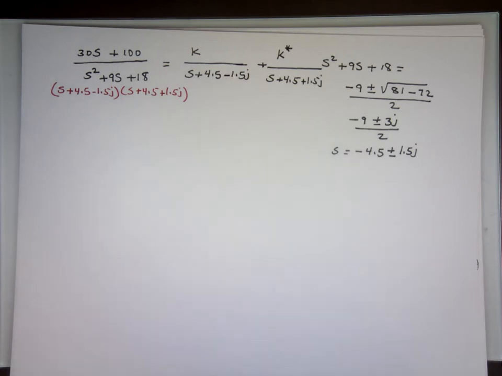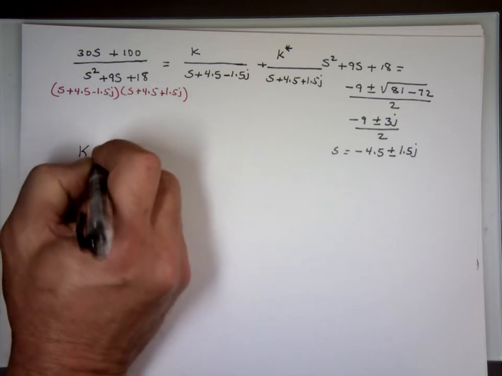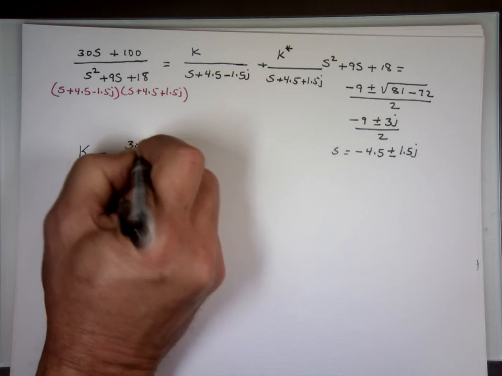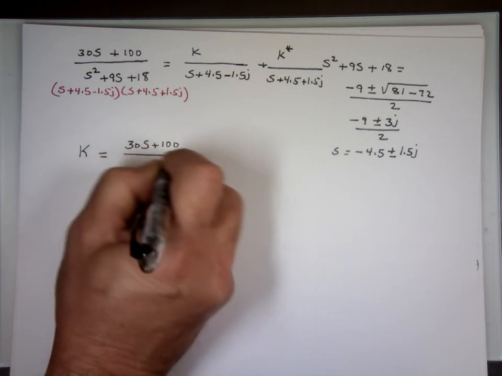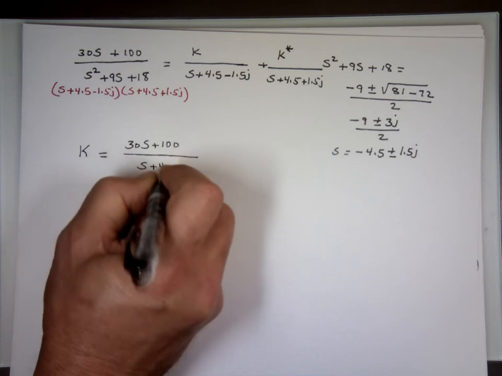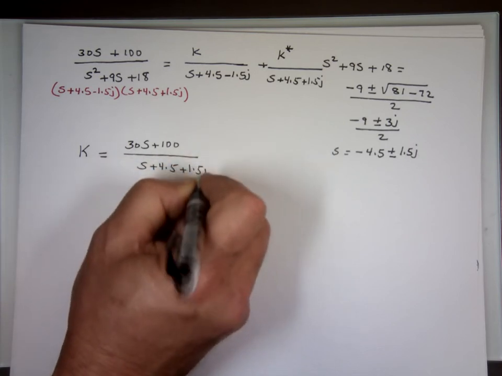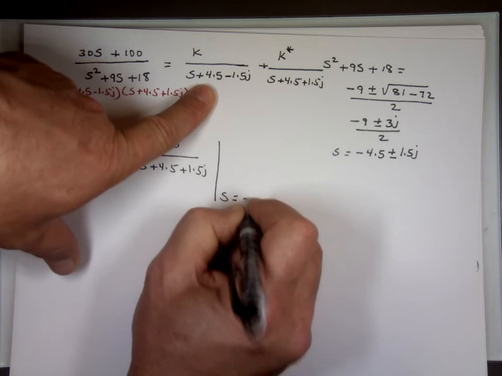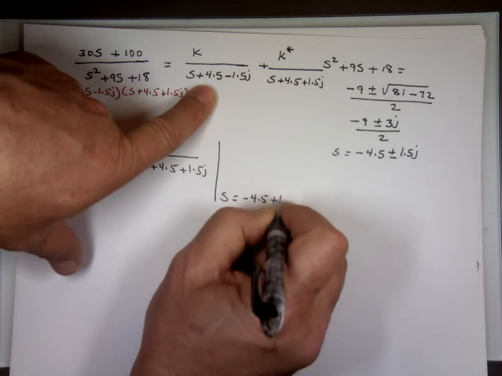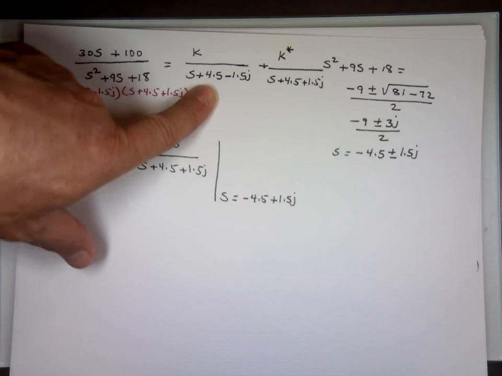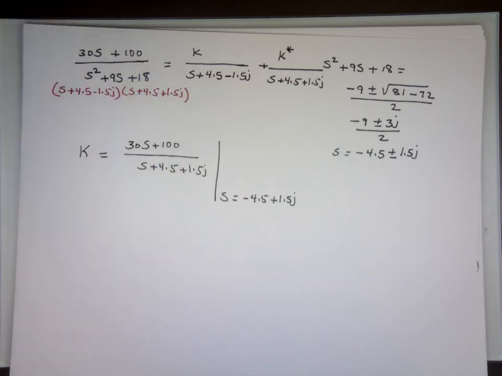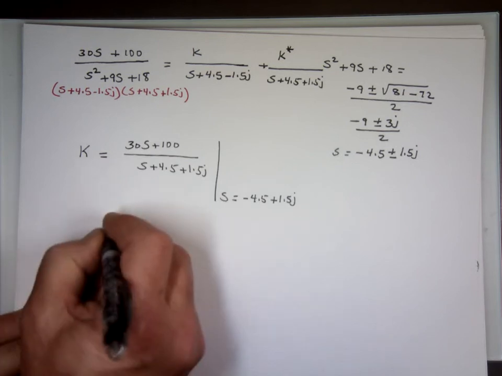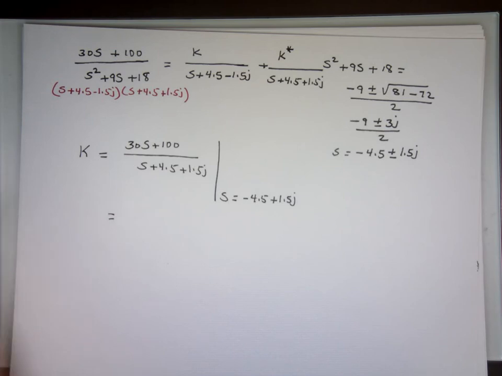So to find k, it is going to be 30s plus 100 over s plus 4.5 plus the 1.5j. And you want that when s equals what? What makes this one 0? Negative 4.5 plus the 1.5j. So let's do the math. So let's see what we have. 30 times negative 4.5.